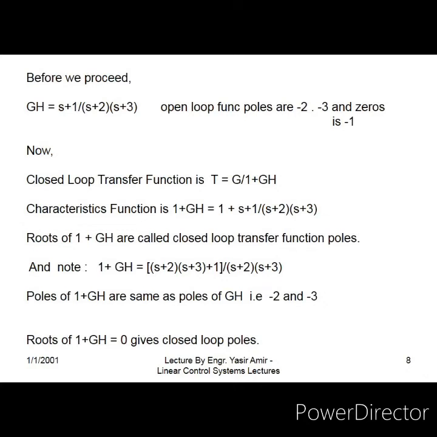If you open the bracket, you should get s square plus 5s plus 7. Try to do this working right now. s square plus 5s plus 7 equals 0. When you equate it to 0 and find the roots of this polynomial, you will get the roots of 1 plus GH, and they are also the roots of the closed loop transfer function. They will be different from the poles of the open loop function, and different from the poles of 1 plus GH. So what you should remember is that the poles of 1 plus GH are the same as the poles of GH, and the roots of 1 plus GH are equal to the closed loop transfer function poles. That is what is proved in this slide.